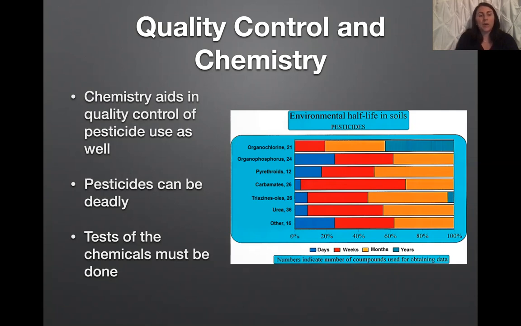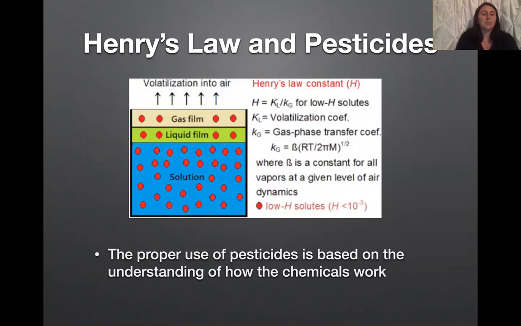And then next, we're going to talk about a very familiar chemistry concept, and that is Henry's Law and how it works with pesticides. So there's a proper use of pesticides based on the understanding of how the chemicals actually work. And this behavior is influenced by the chemical's solubility in water, vapor pressure, physical and chemical properties, and the concentrations in the soil equilibrium. And these are governed by Henry's Law. And using this chemistry is a major determinant of the rate of pesticide volatilization from the soil.